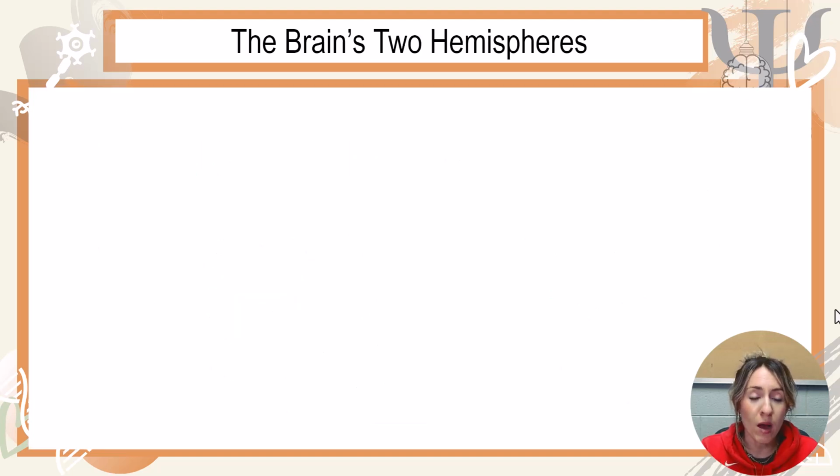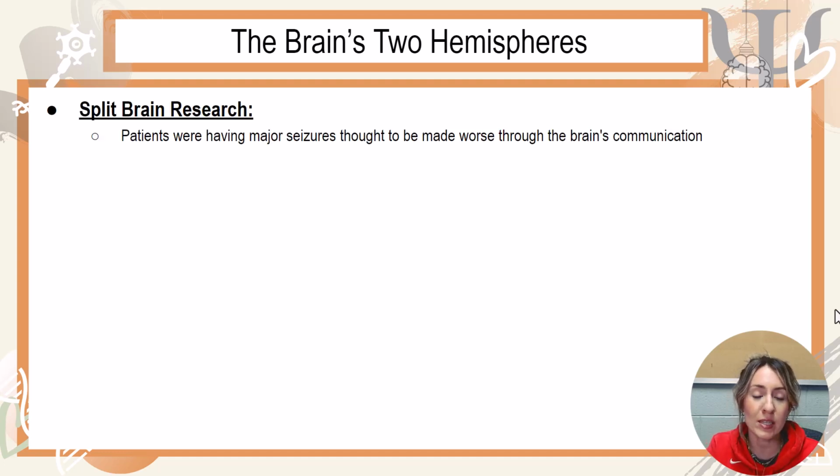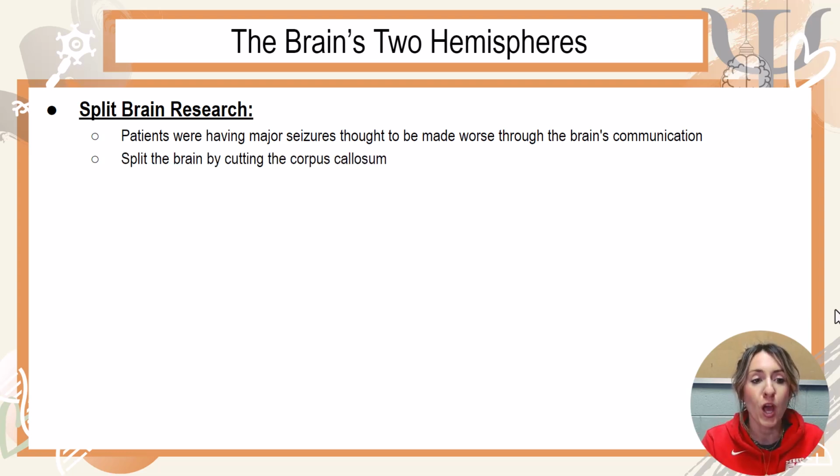So one of the more famous studies of the brain was dealing with split brain research. What they were finding in some people is that people were having major epileptic seizures, and they thought that maybe these seizures were being made worse because the hemispheres were communicating, and so the electrical energy was spreading back and forth and feeding off of each other. So they wanted to try splitting the brain by cutting the corpus callosum. That way the electrical energy couldn't feed off each other, and maybe it would prevent the seizures.